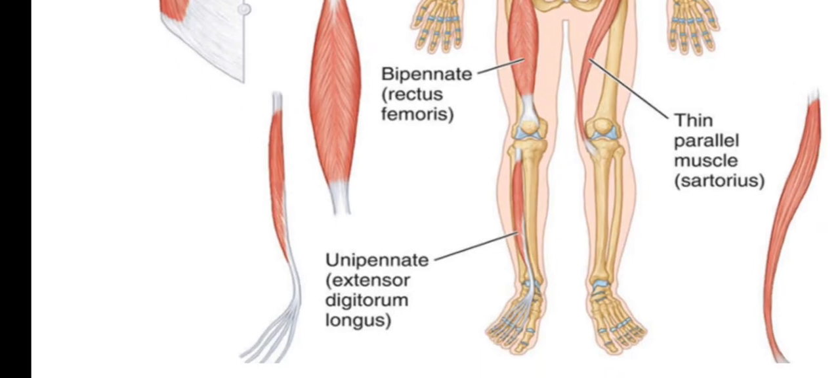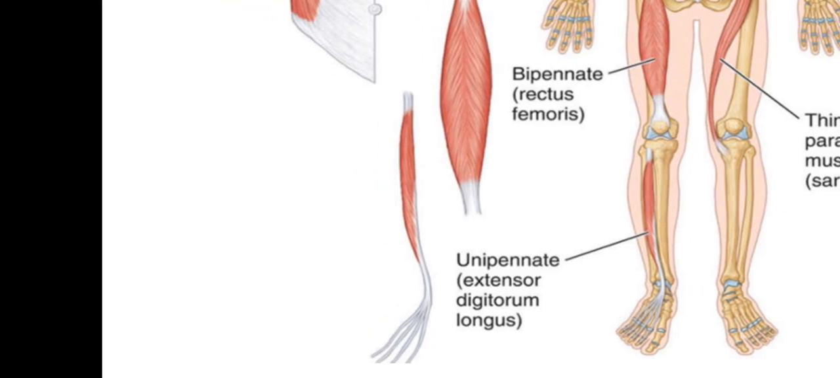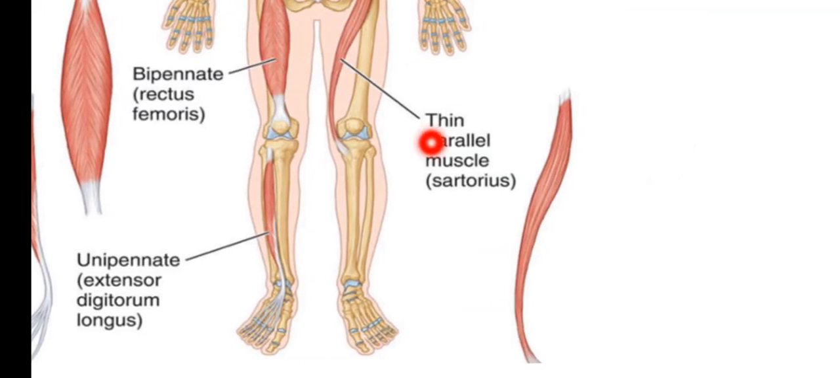Then there are also what we call unipennate muscles. For example, the extensor digitorum longus muscle, which is covering this region here that you are seeing. So this is what we mean. Unipennate, you can see there's just one tendon there, and muscles are only on one side of this particular tendon. Very simple concepts.